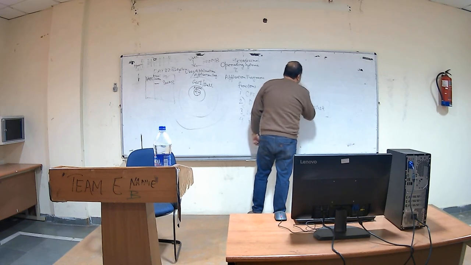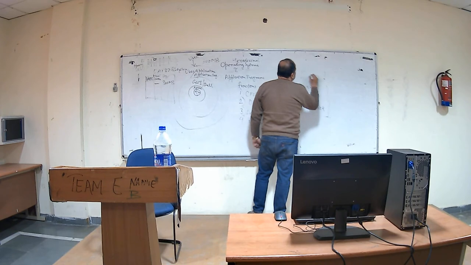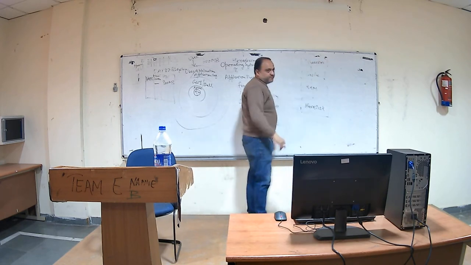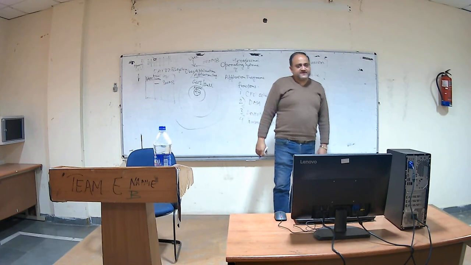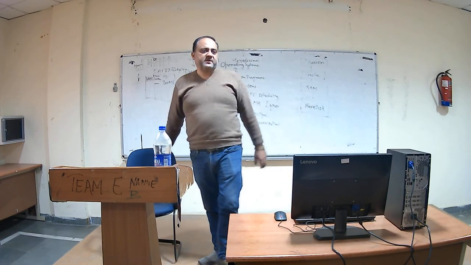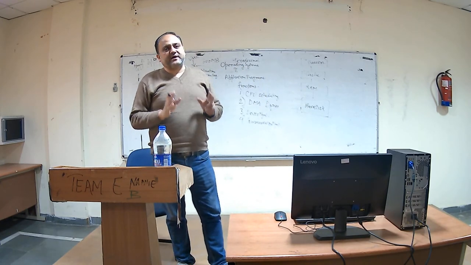Then this hard disk is connected to another memory which is called our RAM. Then there is a third level which is called the cache, and at the fourth level we have our processor. Okay. Now let's say that a user is working on a computer and he wants to access a particular software which is stored on the hard disk.